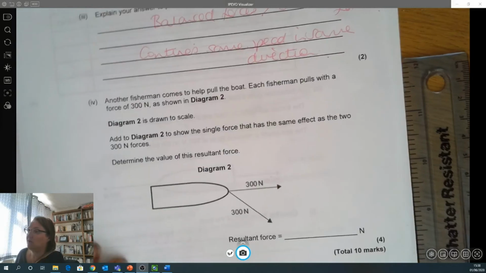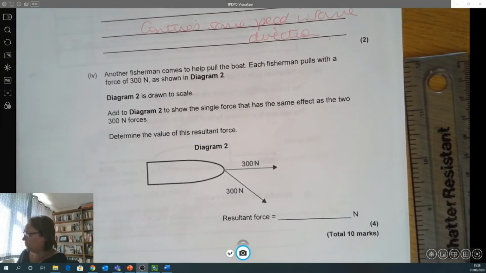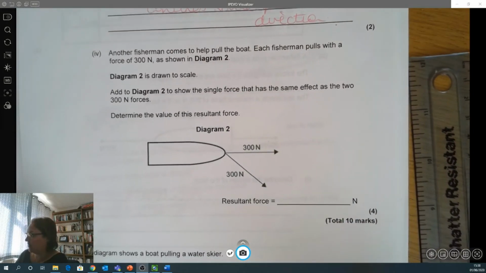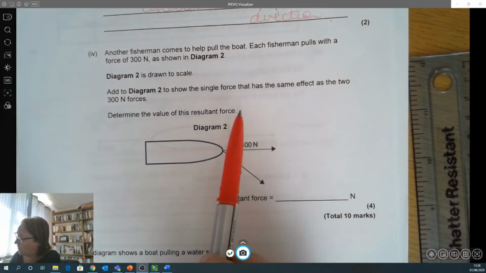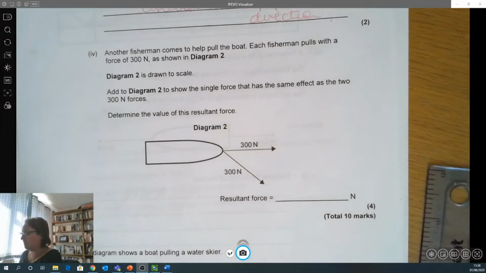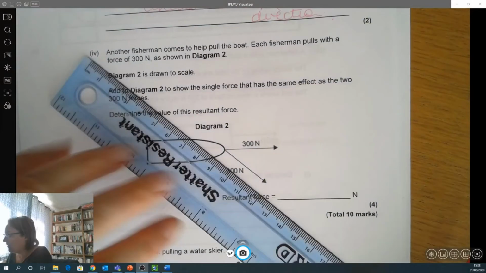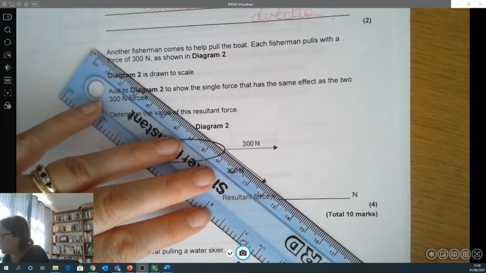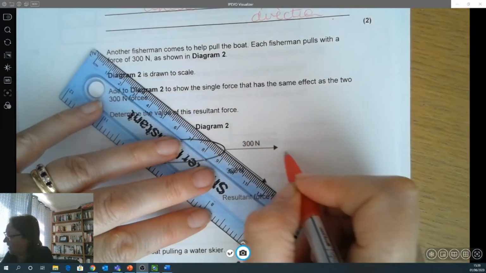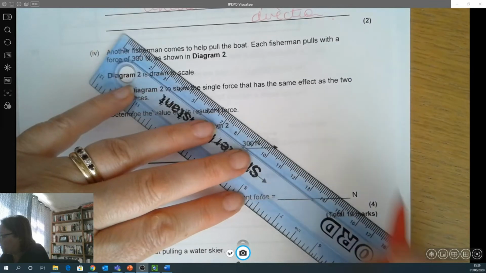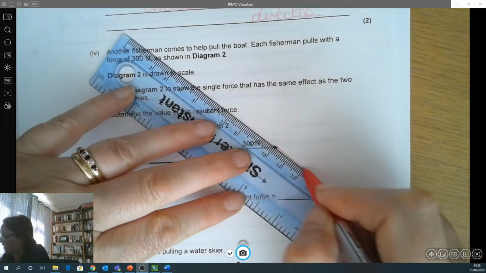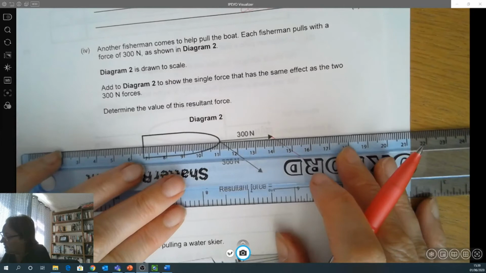Then another fisherman comes to pull the boat with a force of 300 newtons, and I'm instantly seeing what this is. It's a parallelogram of forces, isn't it? They're going to ask me what the resultant force is, surely. Add to diagram 2 to show a single force. Yeah, resultant force. So if I was in an exam, I would measure this much more carefully. I would measure that angle and then measure the angle over here. I'm just going to do it by eye here for you, because I don't want you hanging around watching me do a whole lot of angle measuring.